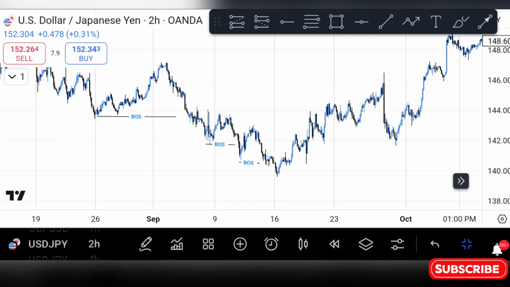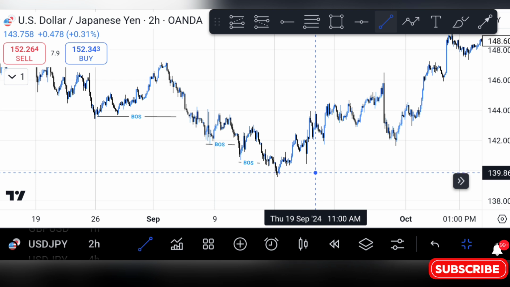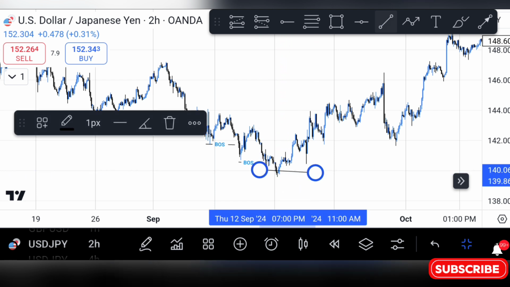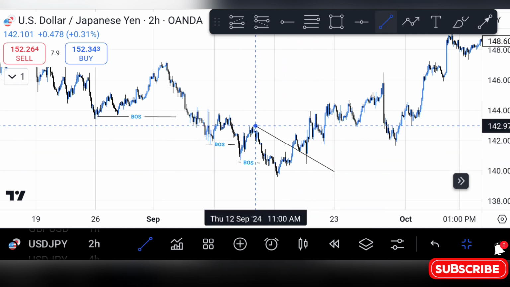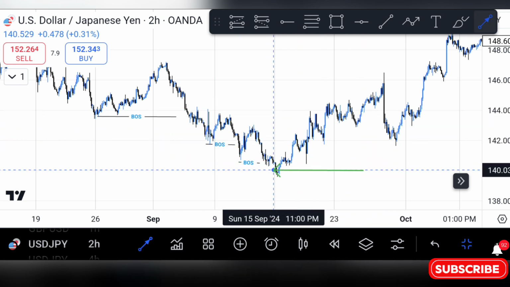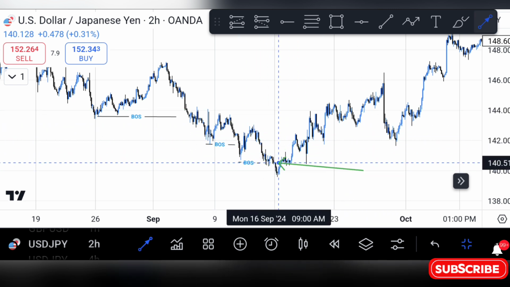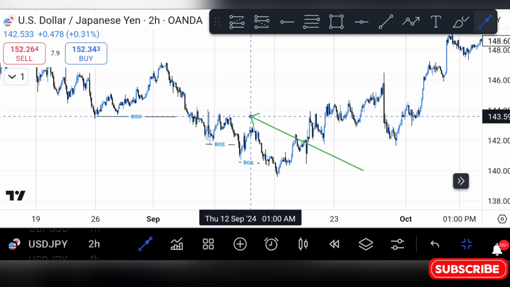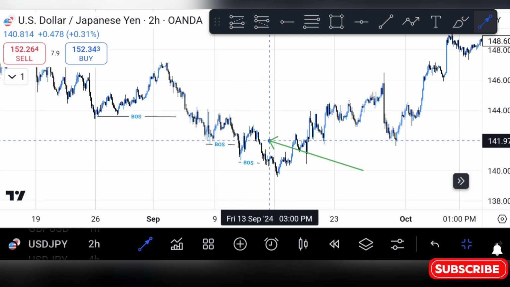Okay, so that means break of structure has also happened here. This was the previous high that led to this break of structure. Under no circumstance should this high be broken. If this high gets broken, that's why we say change of character has happened.